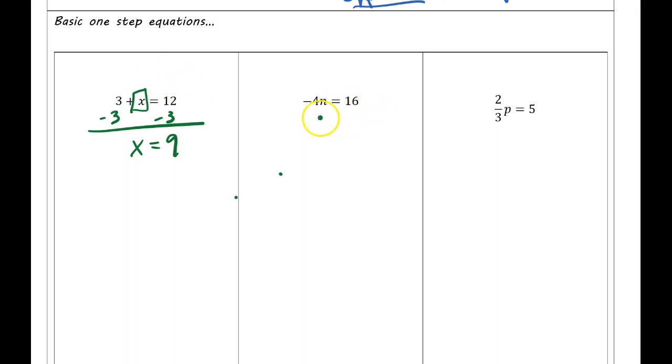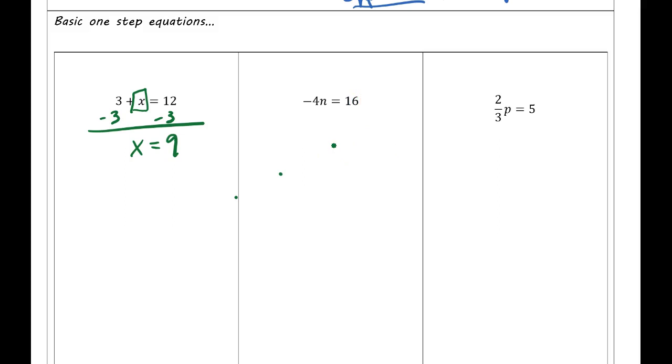The next one is, what if the number is actually stuck to the variable, which actually means that these are multiplied together. So you could probably do this in your head also. Negative 4 times some number is equal to positive 16. Well, you'll probably remember that it should be a negative 4 because a negative times a negative equals a positive. So we know the answer is going to be negative 4, but how can we do that with algebra?